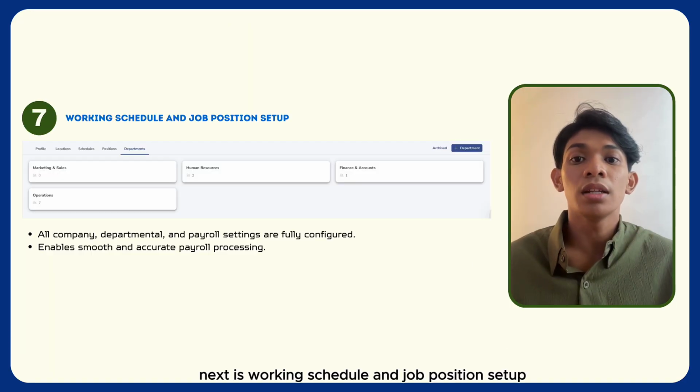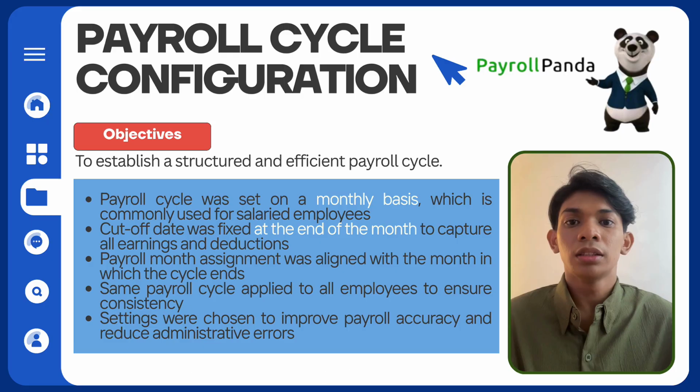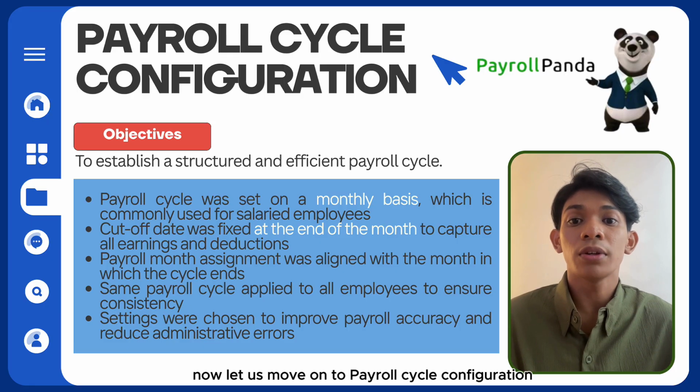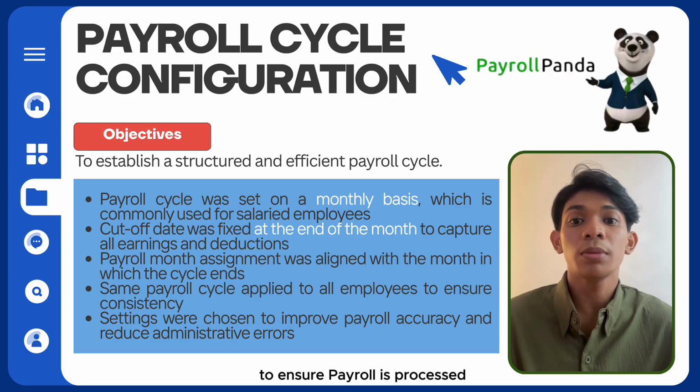Next is working schedule and job position setup completion. At this stage, all company, departmental, and payroll settings are fully configured. This ensures the system is ready for a smooth and accurate payroll processing. Now, let us move on to payroll cycle configuration. This section focuses on establishing a structured payroll cycle to ensure payroll is processed efficiently and consistently.